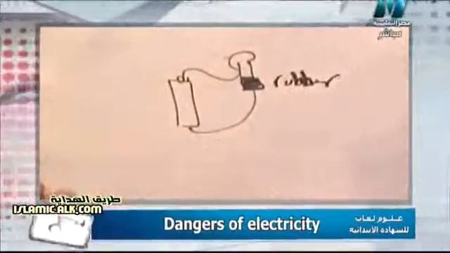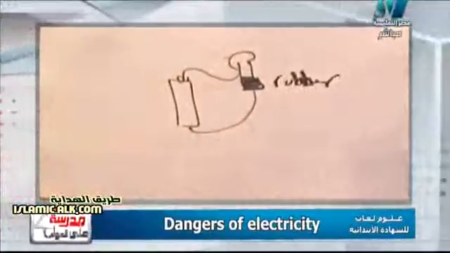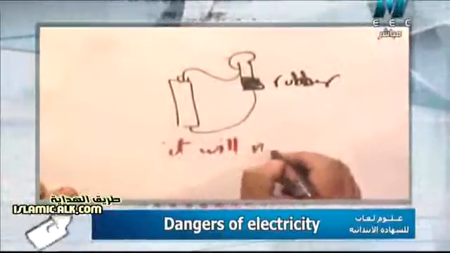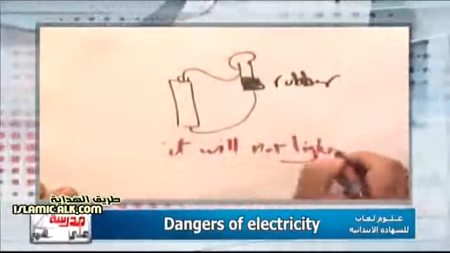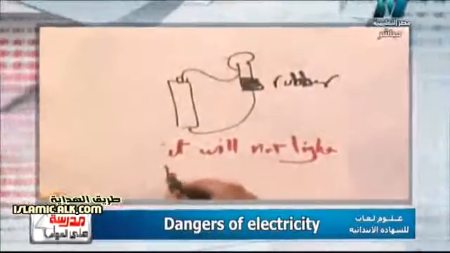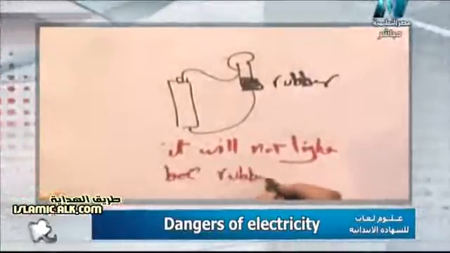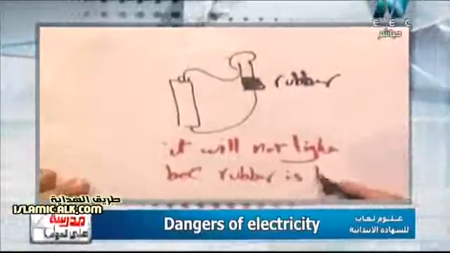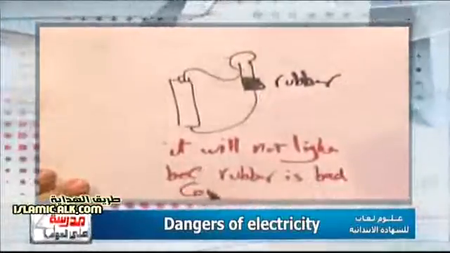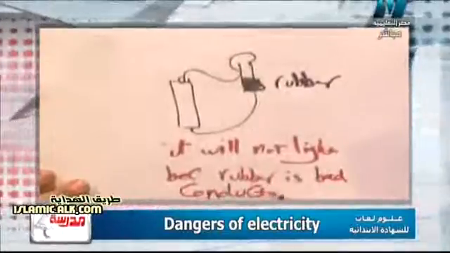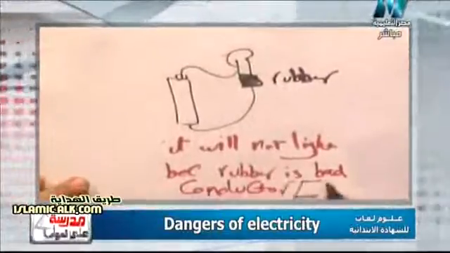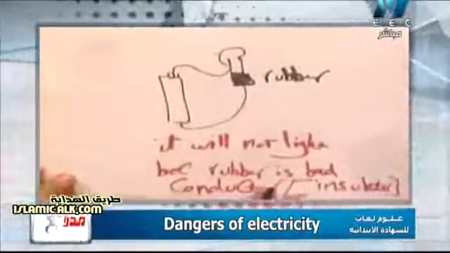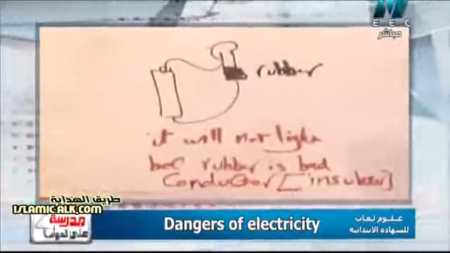The lamp will not light. Why? Because rubber is a bad conductor, or, as I said, the more accurate name is insulator of electricity. So the more accurate name is insulator, not bad conductor.